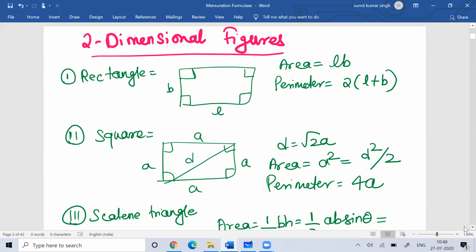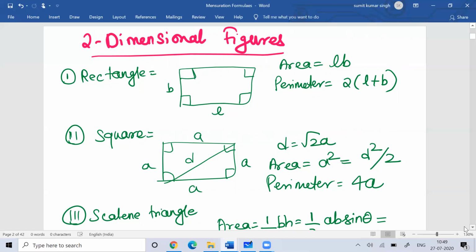Now talking about the formulas, you know about the rectangle. Rectangles are basically parallelograms where the pairs of opposite sides are parallel and equal, and all angles are 90 degrees with each other. The diagonals bisect each other and they are equal. So that is a rectangle. The area of a rectangle is length into breadth, while the perimeter of a rectangle is the sum of all sides, that is nothing but 2 into (L plus B).